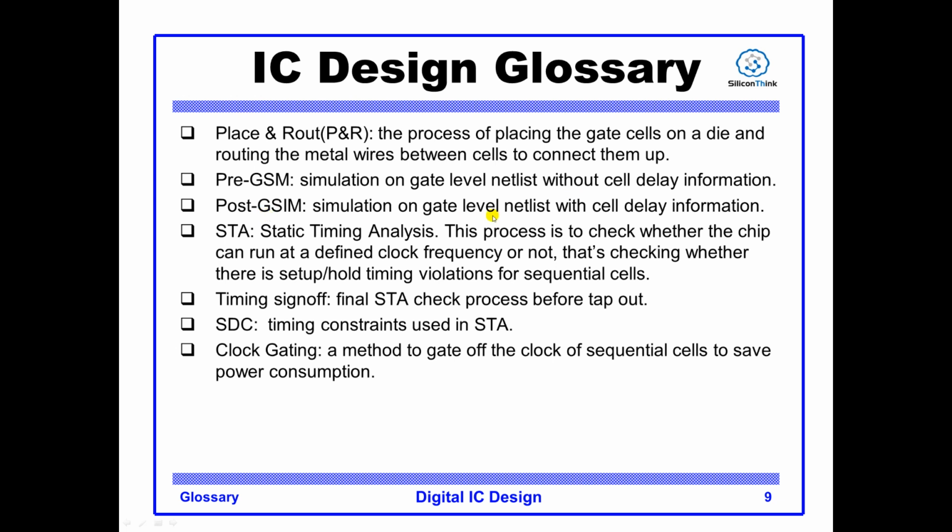Post-GSIM. This is the simulation on the gate-level netlist with cell delay. So the two are similar, but the difference is whether we use the cell delay or not. You can imagine that pre-GSIM runs faster and post-GSIM runs much slower, and they both run slower than the RTL simulation.